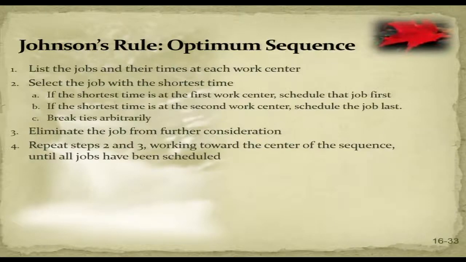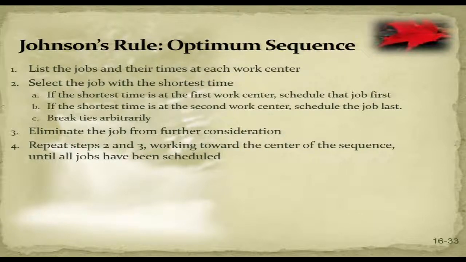So, Johnson's rule. Let me read that, then we'll go to the example so we can understand how to use this rule. Otherwise, it's hard to understand. We first list the jobs and their times at each work center. We know the process time for each job at each work center. Then we select the job with the shortest time. If the shortest time is at the first work center, we schedule the job first. If the shortest time is at the second work center, we schedule it last.